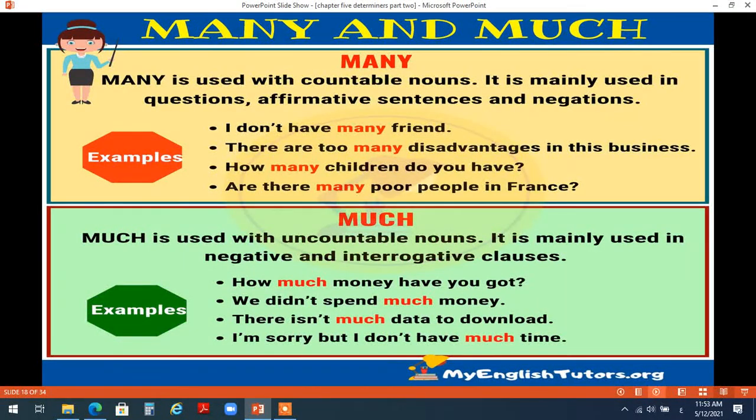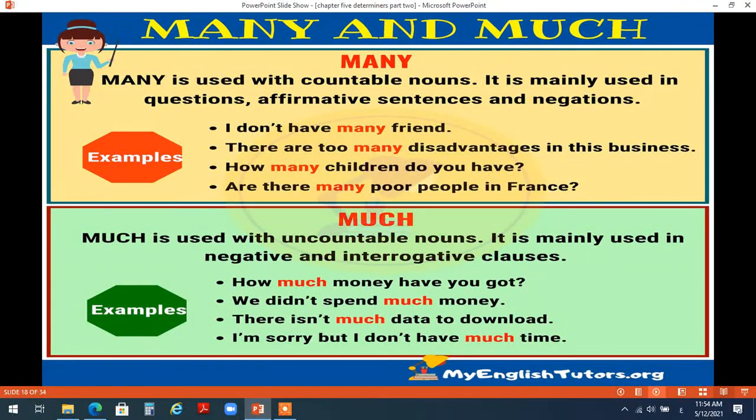So many is used with countable nouns. طبعا many دائما تستخدم مع الأسماء المعدودة. And it is mainly used in questions, affirmative sentences and negations. دائما تستخدم many مع الجمل الاستفهامية أو الجمل المثبتة، وكذلك في الجمل المنفية. I don't have many friends. هنا جملة منفية. There are too many disadvantages in this business. هنا لدينا جملة خبرية. How many children do you have؟ لدينا جملة استفهامية.